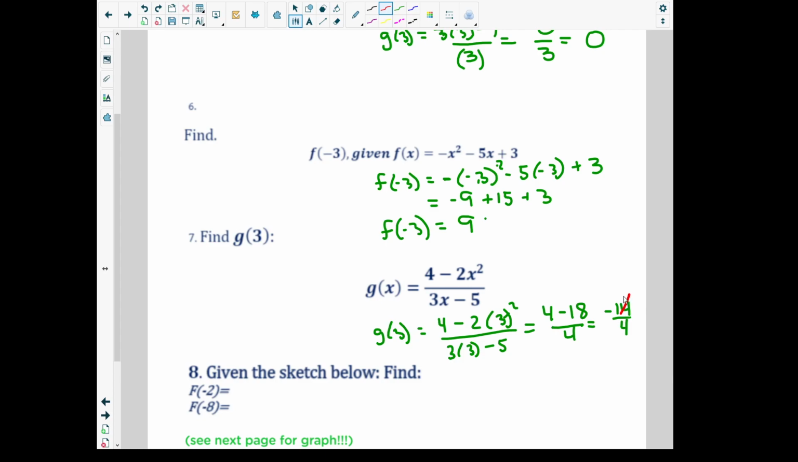That reduces to 7 halves. Negative 7 halves. Okay?